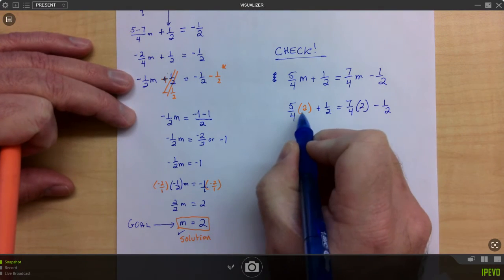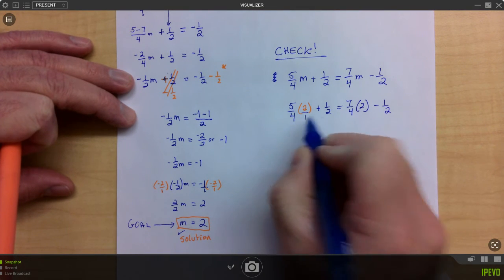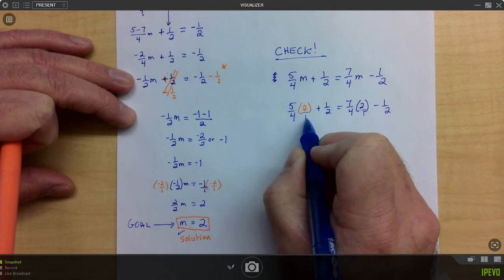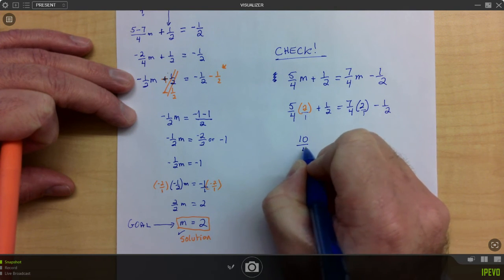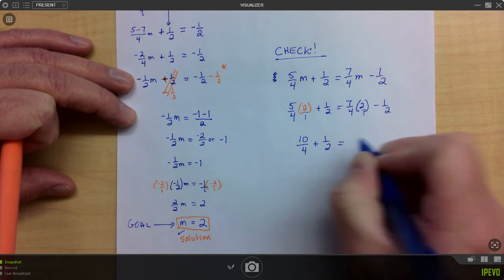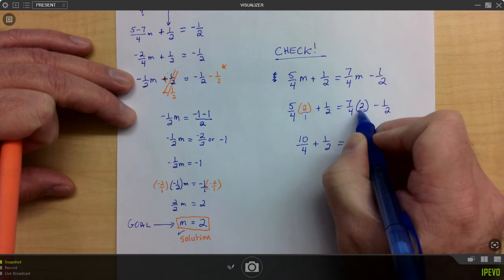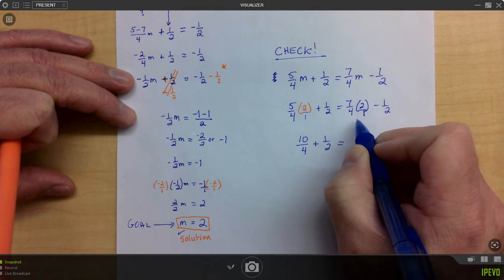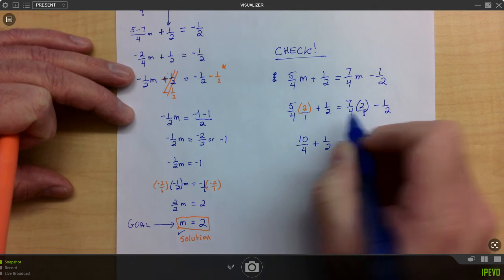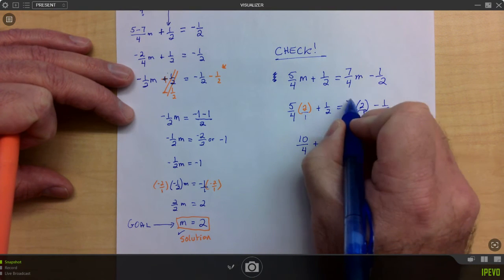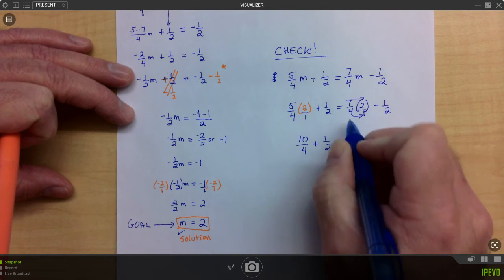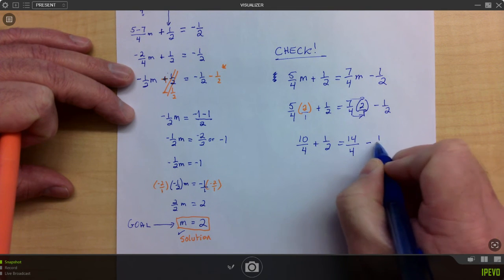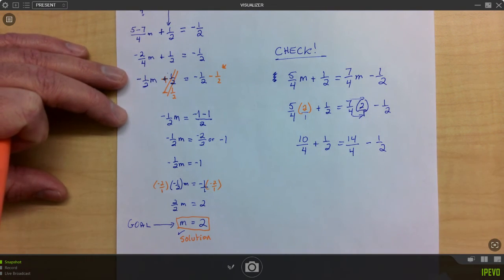Okay, so that is 5 times, remember this is over 1, this is over 1. 5 times 2 is 10, 4 times 1 is 4. This is 10/4 plus 1/2. Over here, we have 7, again, 2/1. 7 times 2. Remember, multiplying fractions, no common denominator, just multiply away. Numerator times numerator, denominator times denominator. 7 times 2 is 14. 4 times 1 is 4, minus 1/2. Okay. Well, you know what?